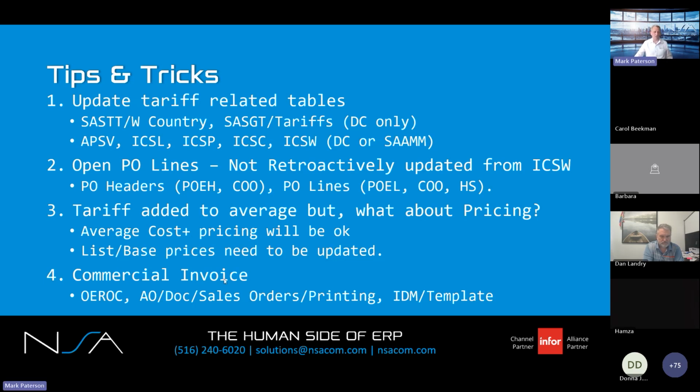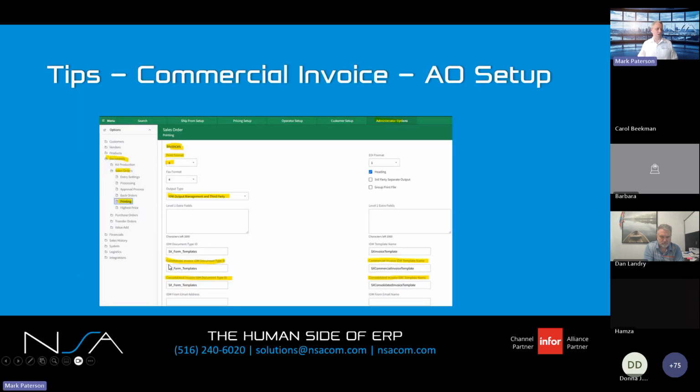For the commercial invoice, if you want to get that going, there's a couple of things that you would be required to do. One, you have to have access to the menu OEROC, and then you've got an AO setting to go set up. So in AO docs, sales, orders, printing, that's got to be set up. So if I go to the next screen here, I've got a screenshot and I can share this deck. There's your docs, sales orders, printing. Here you've got your commercial invoice where you've got to set up the template and specify it here. Okay, that's got to be done.